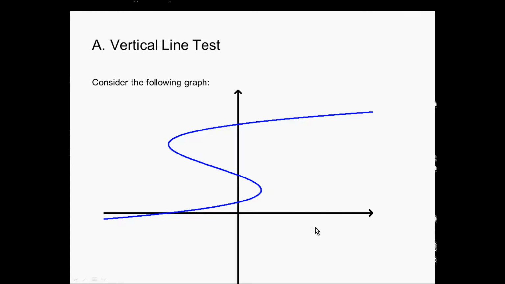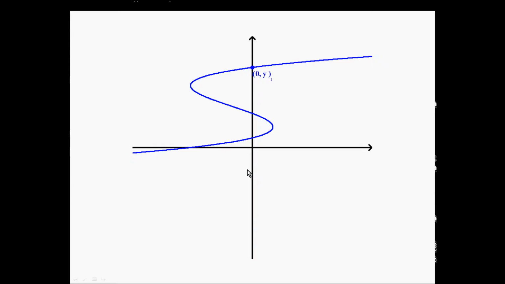I don't have any scales on the axes, but I do know on the y-axis x is 0. So I'm going to call this the point 0, y1. It's the first y value, that's why I call it y1. I don't know what it is because I have no scales, but I know the x value is 0. I'm on the y-axis. Right here, I've got another place where x is 0. I'm going to call that 0, comma y2. I've just reused x equals 0.